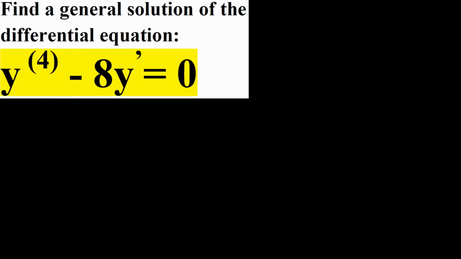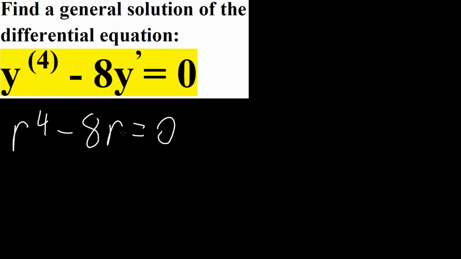Okay, in this video we want to find a general solution for a higher order differential equation. So we have y raised to the fourth prime minus 8y prime is equal to 0. And so it's a homogeneous equation. So we can say r raised to the fourth minus 8r is equal to 0.